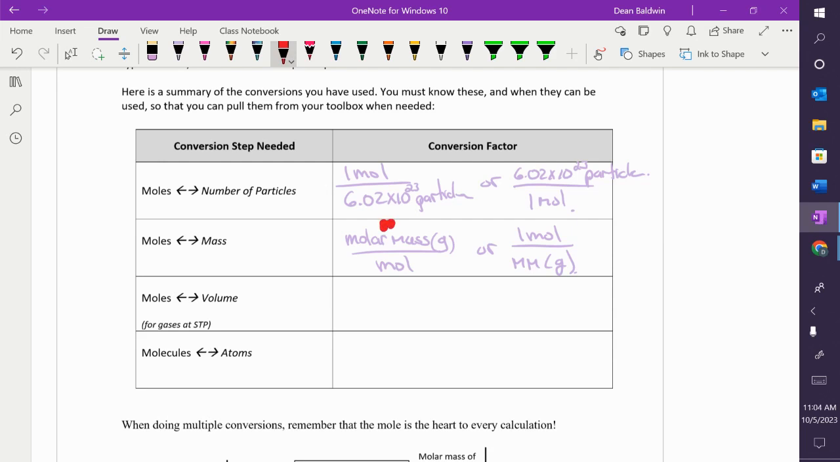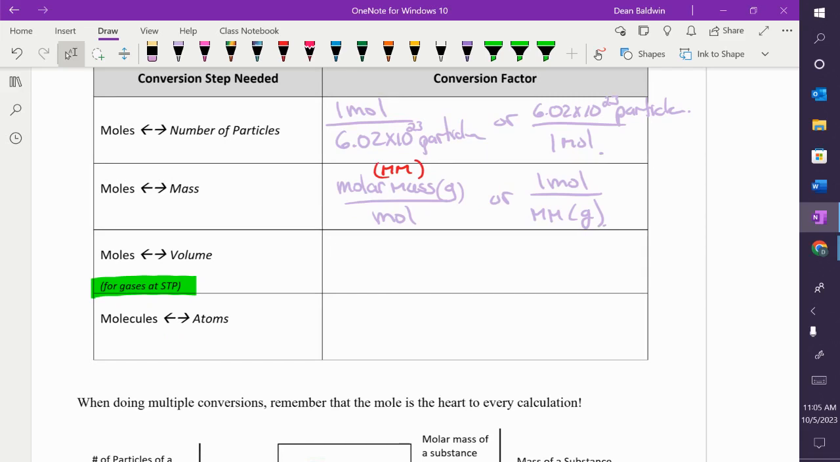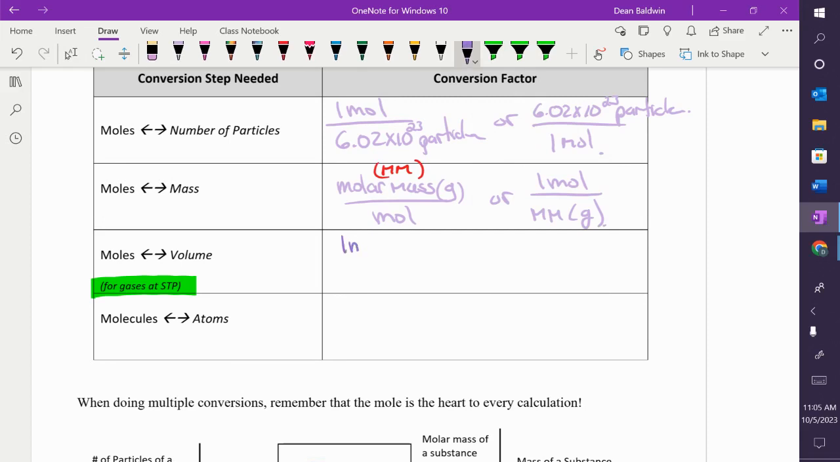Right. Oops. mm is molar mass. That will be the abbreviation from now on. And then we did moles and volume, but remember, this is what we just did. That is for gases only. It is not liquids and not solids. Okay, so it's gases at STP, and that was, can't write in highlighter. 1 mole occupies 22.4 liters, or 22.4 liters is 1 mole.